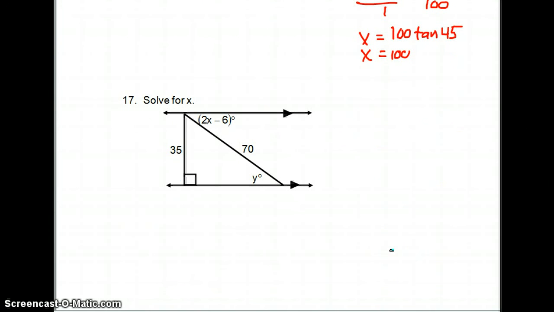Solve for x. Okay. Now we've got two parallel lines here. That tells us that 2x minus 6 is going to go right down here. It's going to be equal to y. So if we find y, then we can set that equal to itself. So we've got y here. This is our hypotenuse. And this is on the other side, so that's O. So we're going to say sine of y equals opposite 35 over hypotenuse 70.